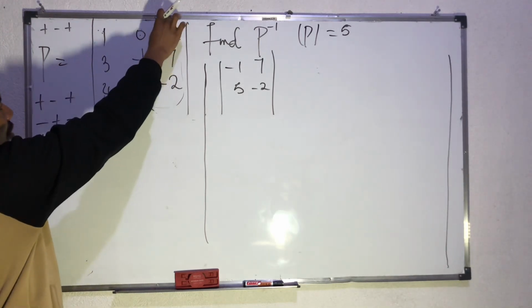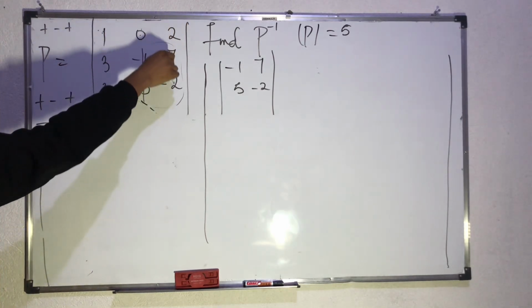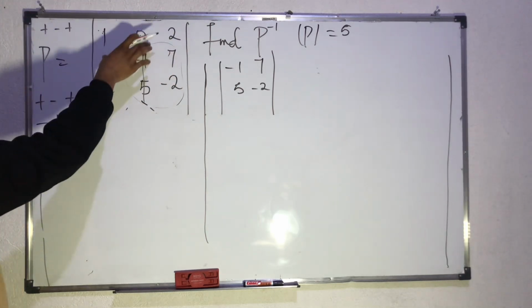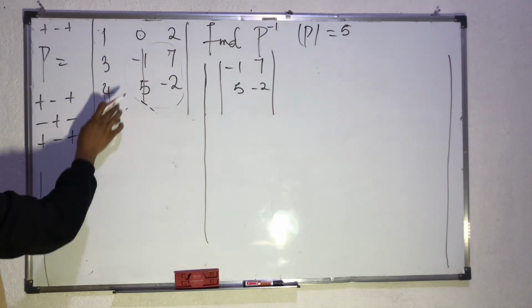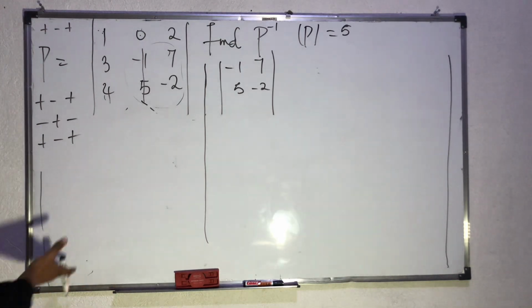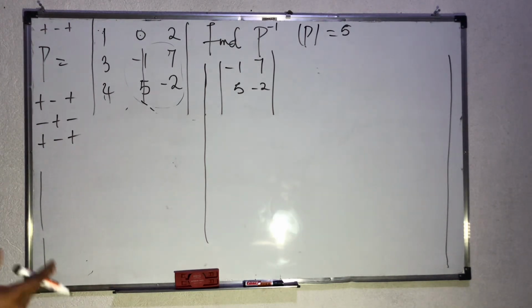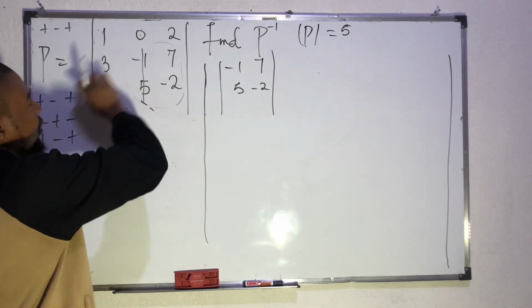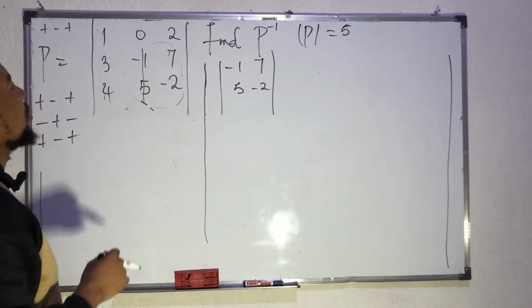We leave 0, right, and copy down the kids. And for the last one, we simply hide the column and the row. Then the kids are going to be 3, negative 1, 4, 5. That's how to get the cofactors of a matrix. I believe you've understood my explanation. Now we're done with the first one. Let's go over to the second one.